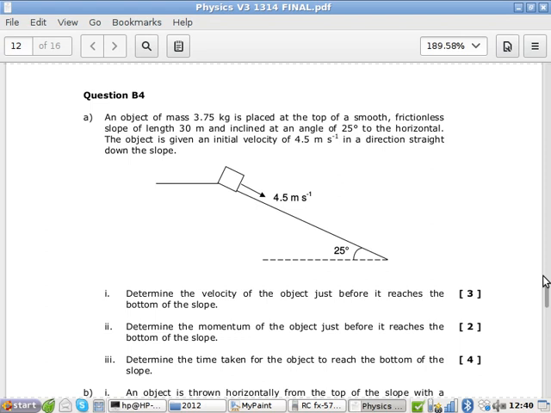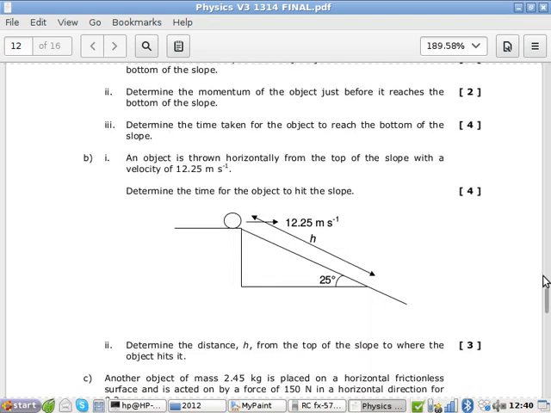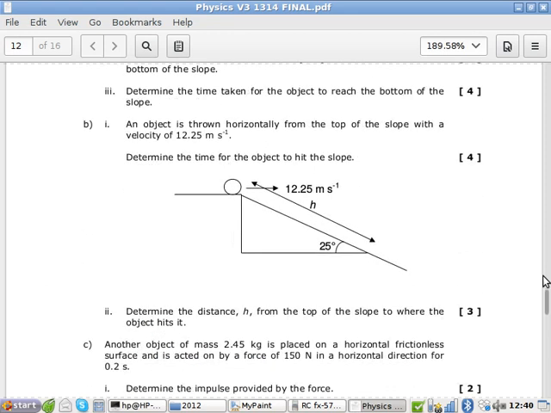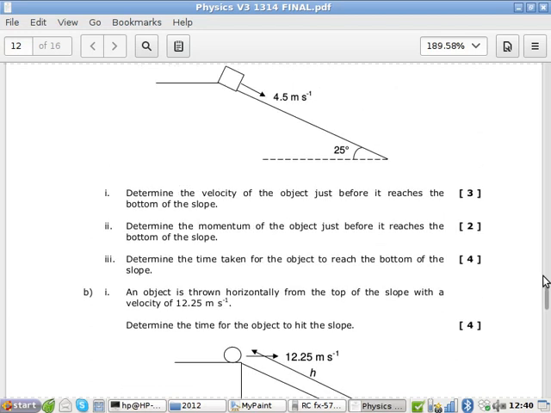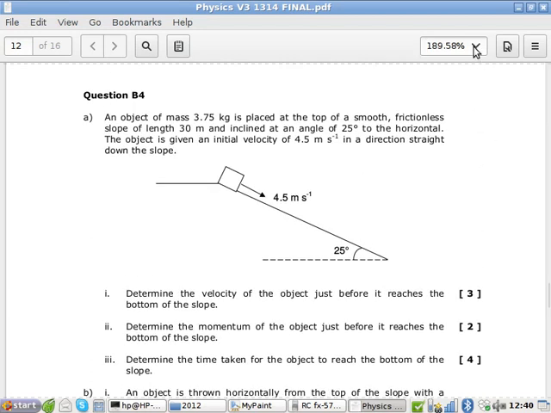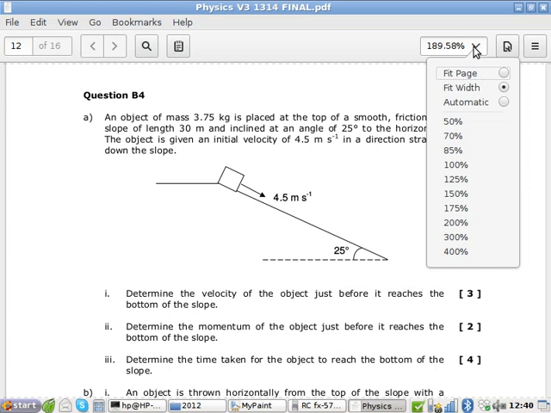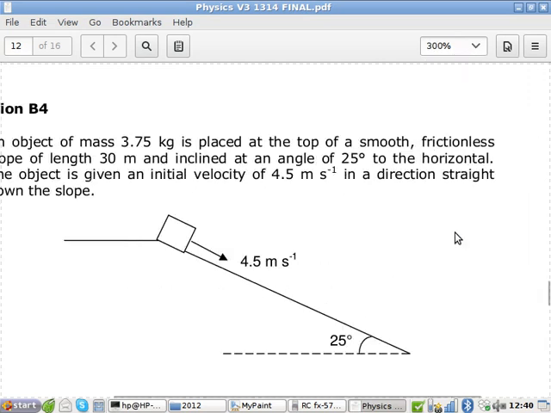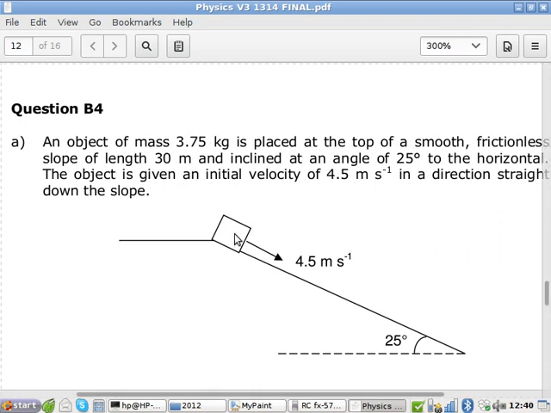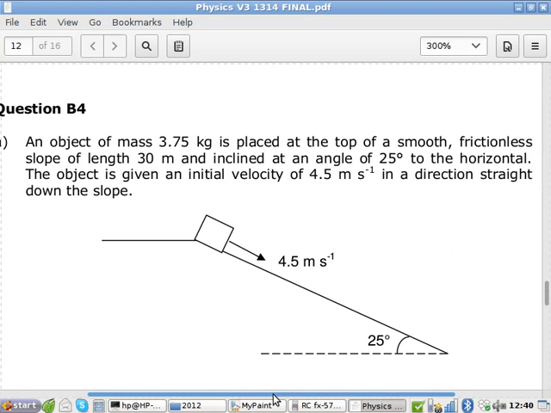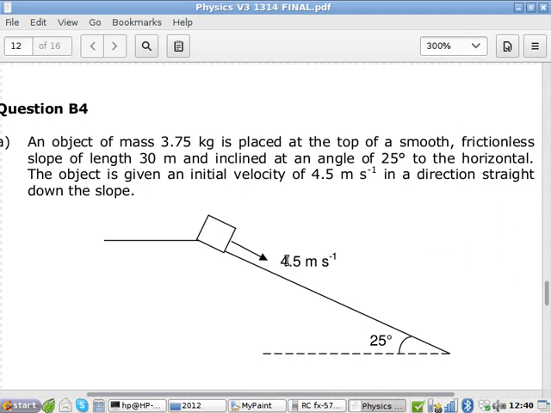I am going to do question 4 because I think this is number 4. It's important to see it. This is the hardest mechanics question, a UVATS problem. Mechanics is very big, so I should be a bit clearer. This is the hardest UVATS problem I've seen. So we'll have a look at this one, and we'll do it together. It looks okay from the picture. You have this mass of 3.75, and it slides down this hill, and the distance is 30, the angle is 25, and the speed is 4.5.